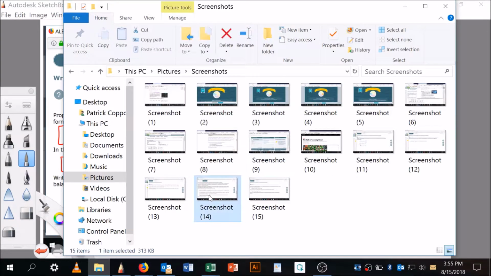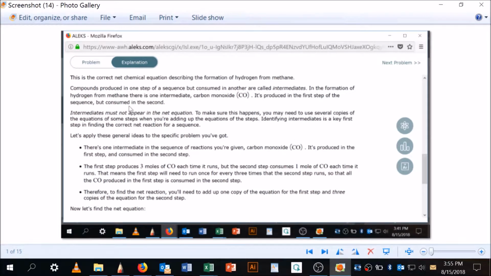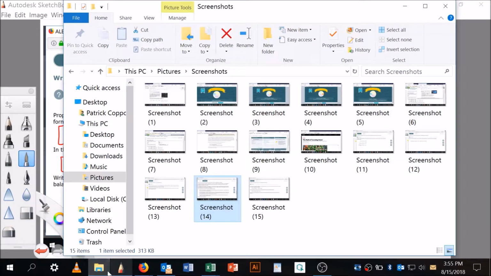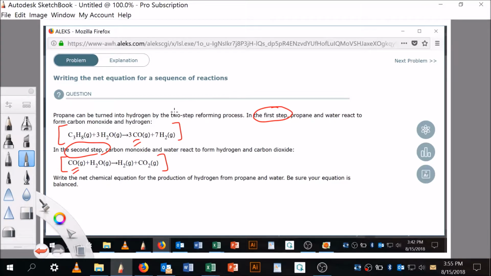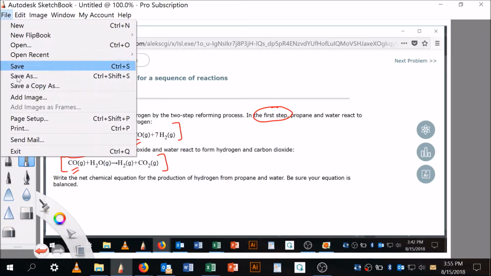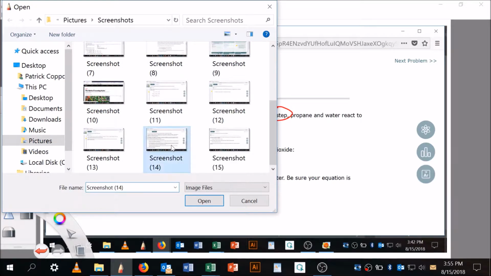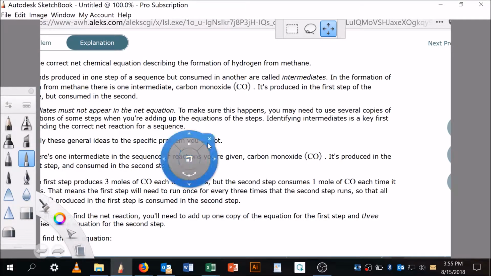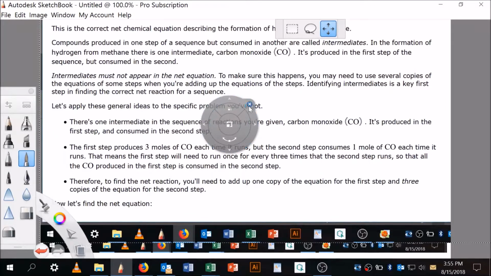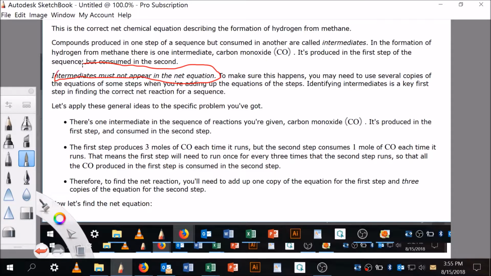However, when we look at the explanation, it says this. I don't have the whole explanation here. Let me pull this up so I can use my marker. File, add image. Okay, watch this. Intermediates must not appear in the net equation, and I didn't see that when we were talking earlier. I didn't really read through this very carefully, and probably the student didn't either.